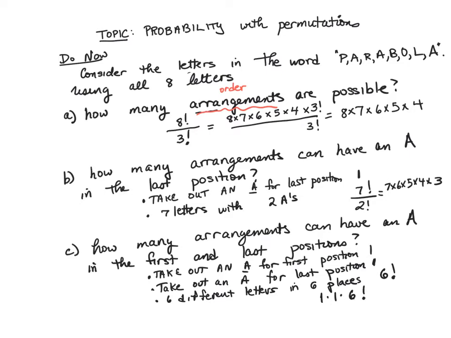So let's just put a box around our answers. Okay, so these are the total number of arrangements. This is when the last position has to be an A. And then finally, when the first and last positions are A. Okay, now what does this have to do with probability?